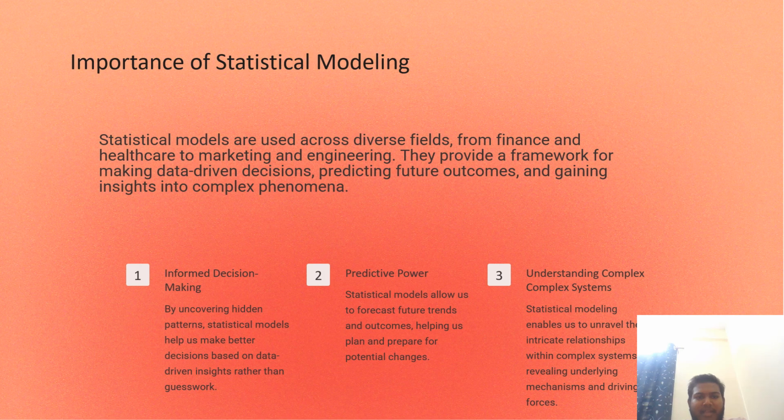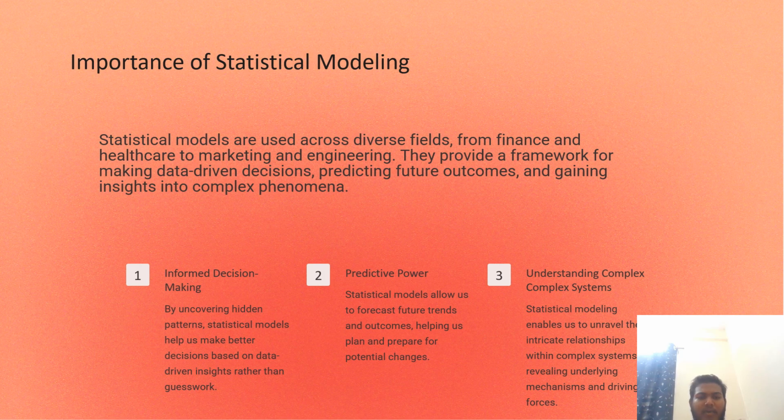Next, we are seeing the importance of statistical modeling. Statistical models are used across diverse fields, from finance and healthcare to marketing and engineering. They provide a framework for making data-driven decisions, predicting future outcomes, and gaining insight into complex phenomena.